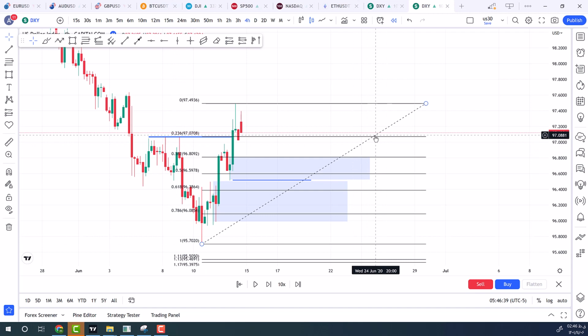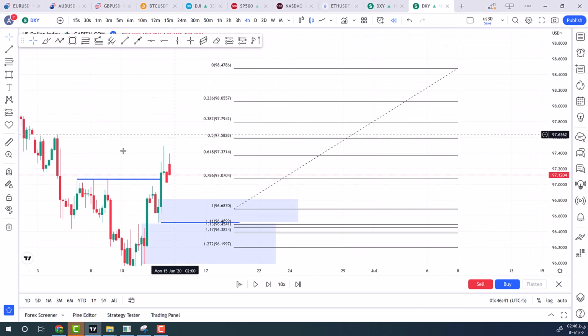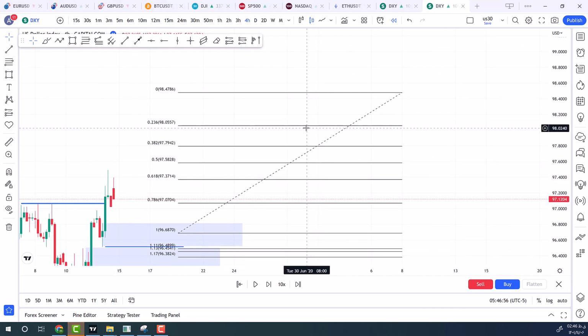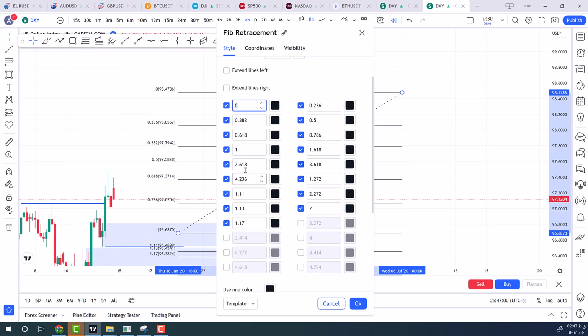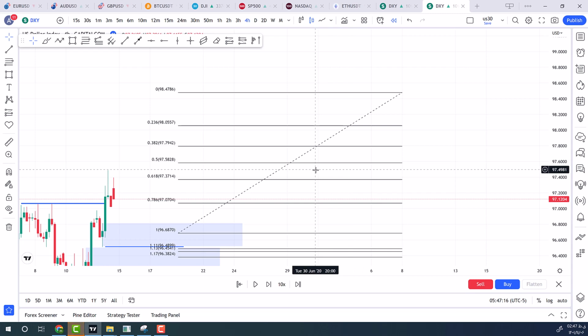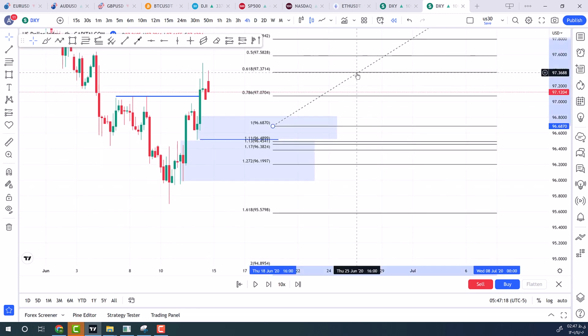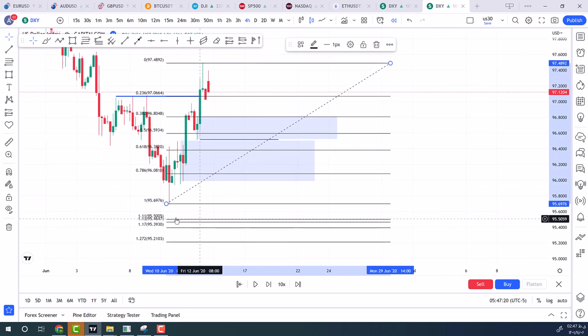How to add these levels? You can see my levels here. You can just double click on a line here and this will open. You can add your levels like me and click OK. So when the market is going up, we are going to pull the Fibonacci from the low to the high.